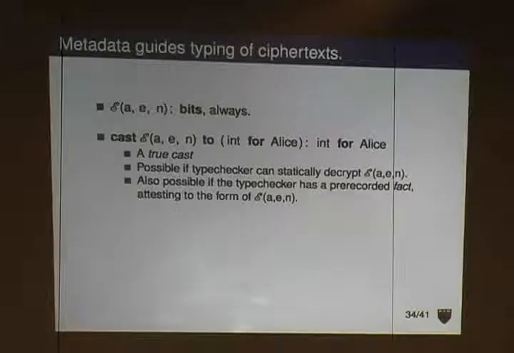Now, what about Charlie? What happens when you're in a system and you need to convince some other principal who doesn't have any special knowledge that something is an int for Alice?